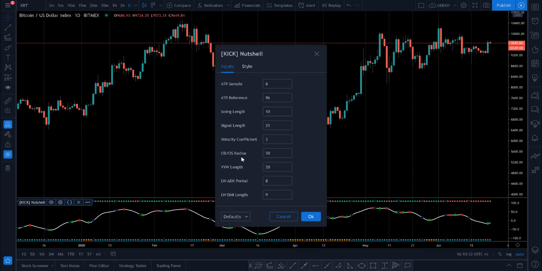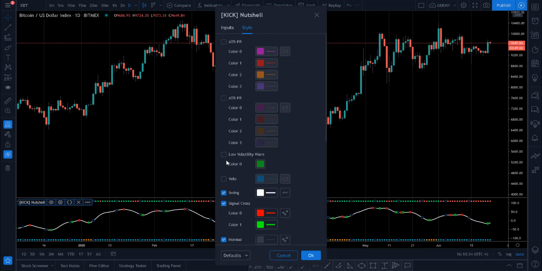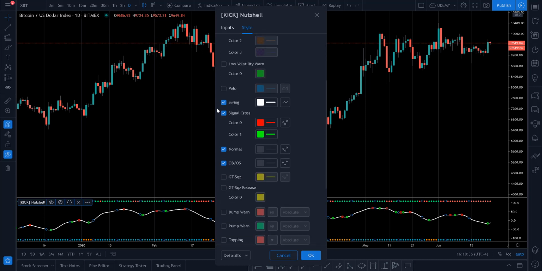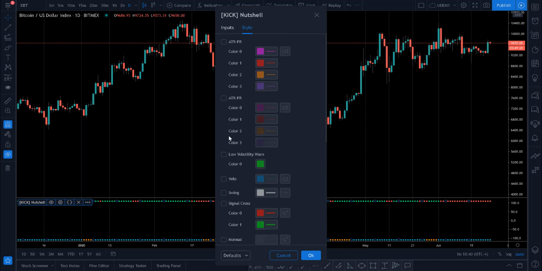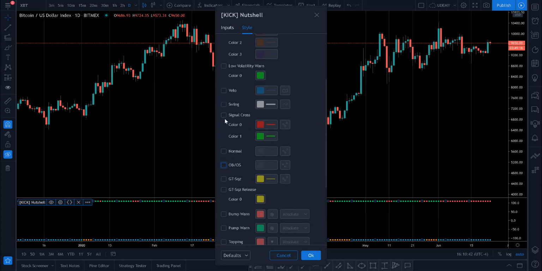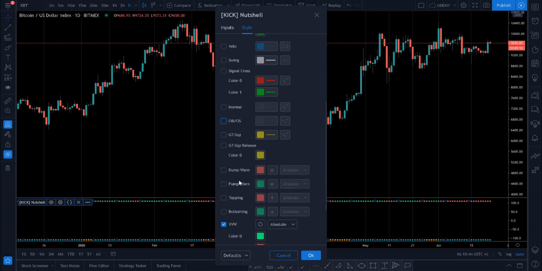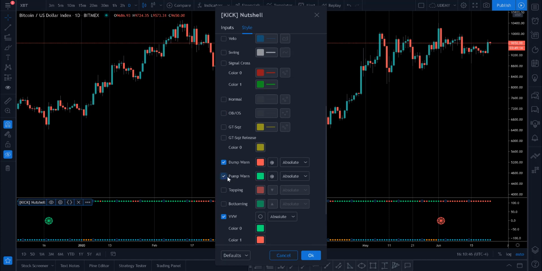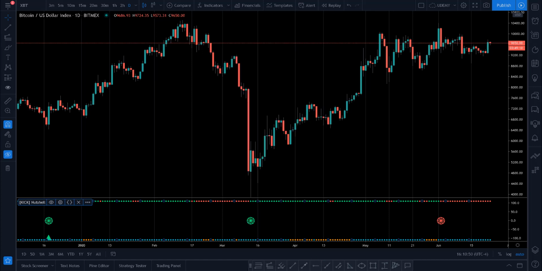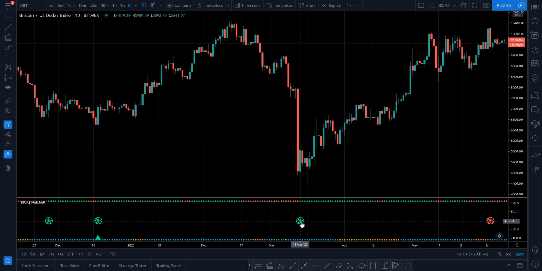All right, so there's a few more. The next things we want to talk about are, I'm going to turn these off. And last, we're going to talk about our signals. So we have dump warnings, pump warnings, topping and bottoming indicators. Okay, so the spiral is an indication of a strong move in one direction or another.